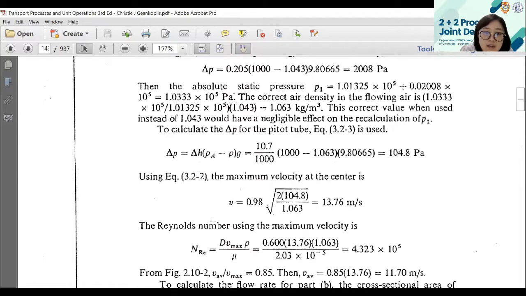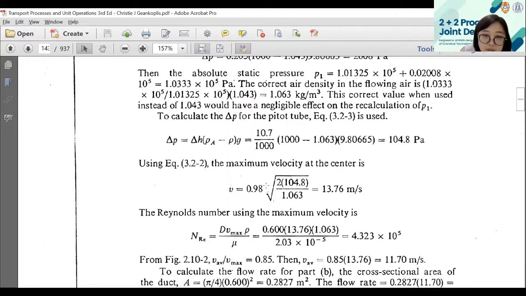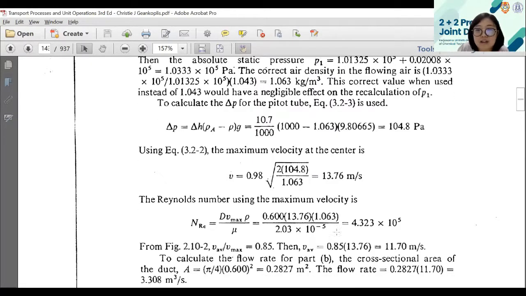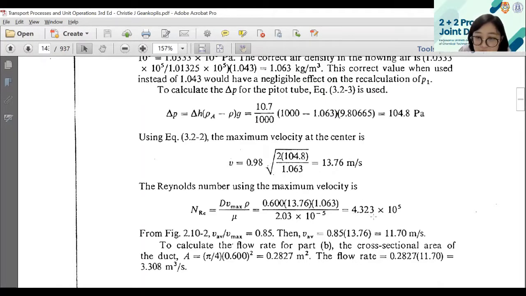Now, I will use this first technique. As I said to you, it's easier. I need to find the NRE max, so this is the max velocity. The diameter I know is 600 millimeter, and I need to change it to meter. And then rho and mu, I know from the appendix, and this from the correlations previously, right? So I found the NRE to be this.